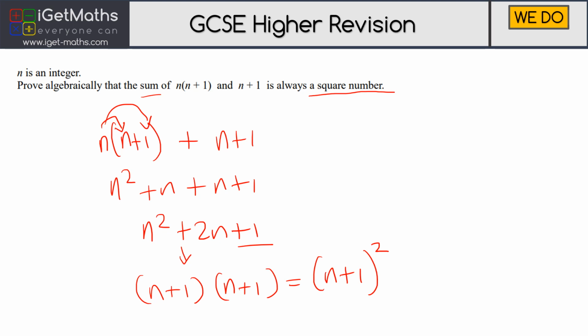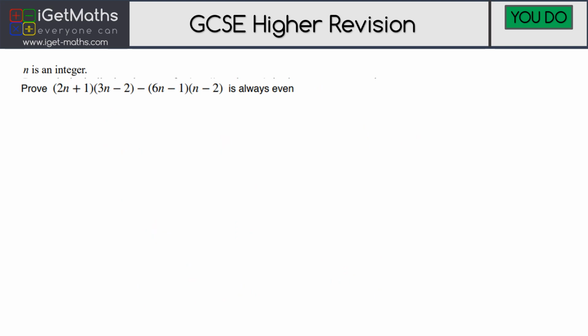So if n was 1, 1 plus 1 would equal 2, and 2 squared equals 4, so that would be a squared number. So it doesn't matter what n would be here, as long as it's an integer, it would get you a square number as shown in the example above. Pause the video and have a go at your question.